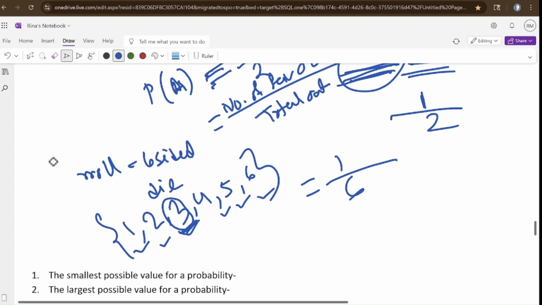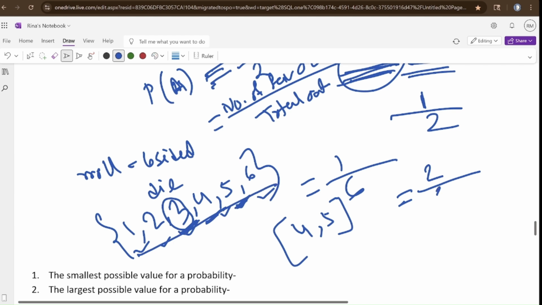If I ask you what is the probability of getting either 4 or 5, right? 1 is 4, 1 is 5. So the total number of favorable outcomes is 2. The total number of outcomes is 6. So 2 divided by 6 is the probability.